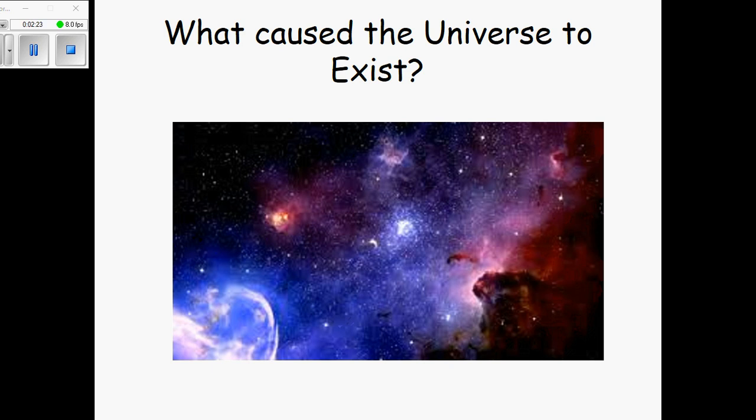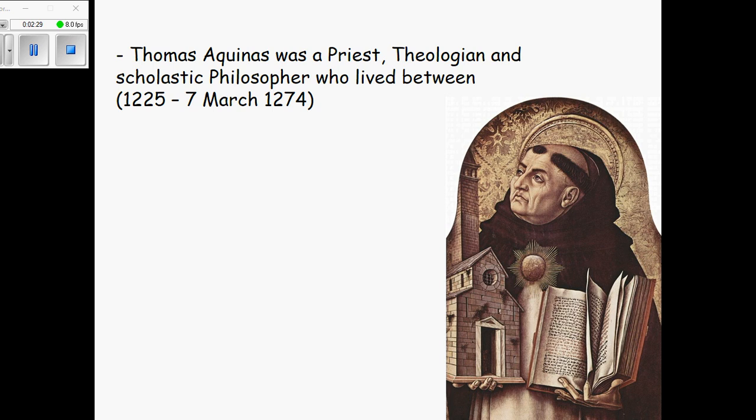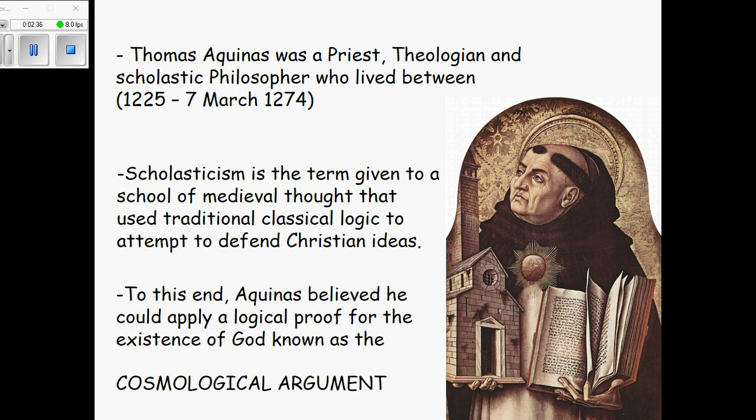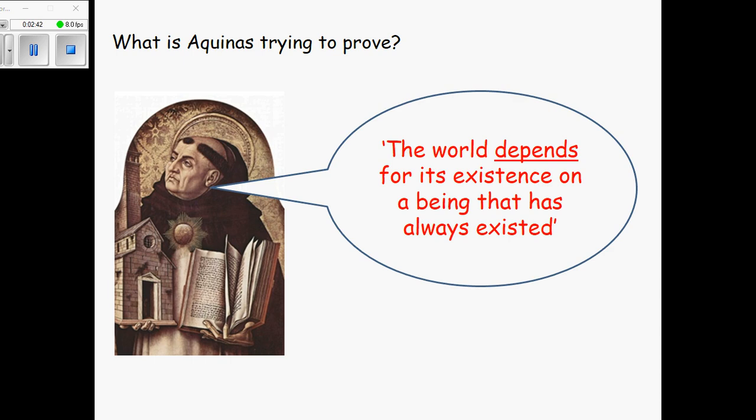So Aquinas is going to begin by looking at cause and effect in our world. So we've looked at this already. Aquinas, scholastic thinker, and he believed he could discover logical proofs for the existence of God. Aquinas is saying this: the world depends for its existence on something that's always existed. So the cosmological argument is incredibly similar, in fact, almost identical to the prime mover argument put forward by Aristotle.